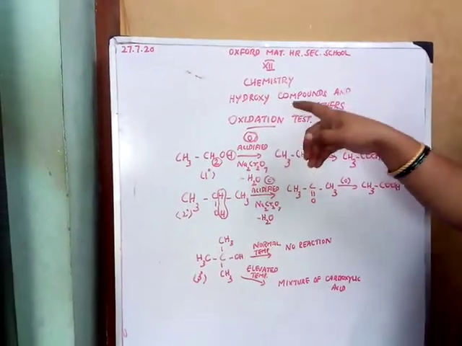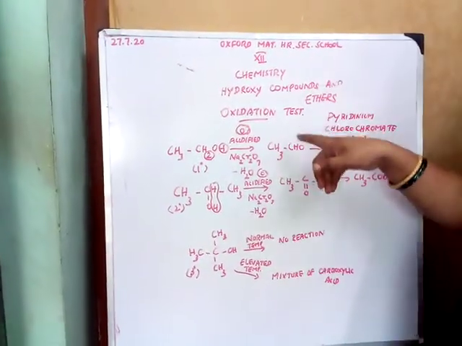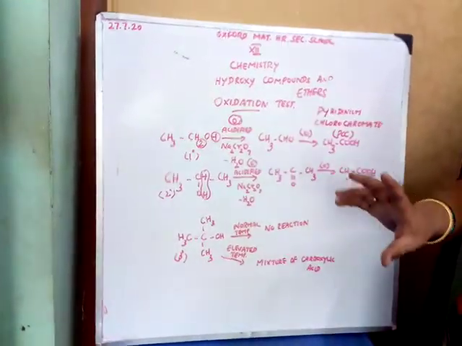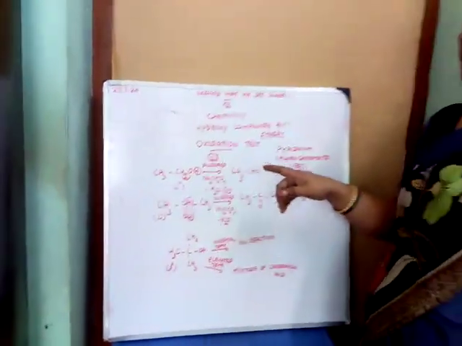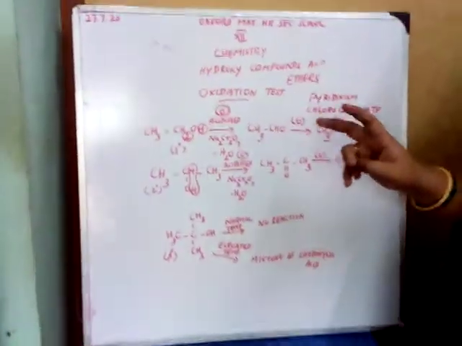Today we'll start the oxidation test. This is also a test to identify primary, secondary and tertiary alcohols. It is used to distinguish which is a primary alcohol, secondary alcohol and tertiary alcohol. Already, what are the two tests we saw? Lucas test, Victor-Meyer's test. I think you remember that.